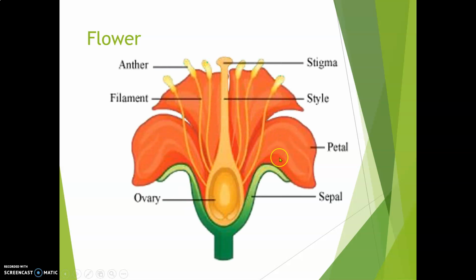Now we're going to talk about the different parts of the flower, as we discussed about the pistil and stamen. Pistil, called gynoecium, is the female reproductive part consisting of stigma, style, and ovary. While the male reproductive structure, the stamen, consists of anther and filament. There is a colored whorl of leaves known as the petals and a green colored whorl called sepals.